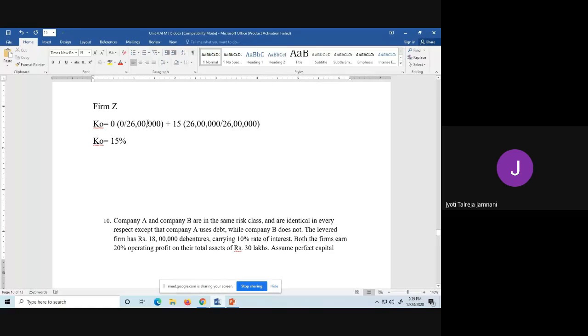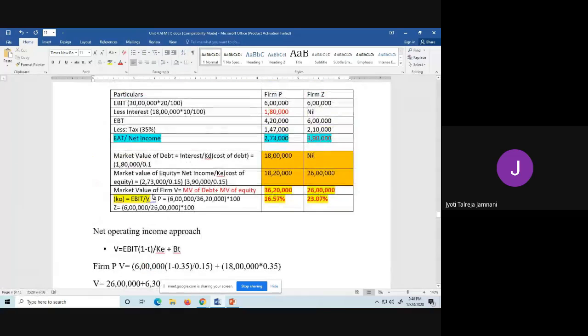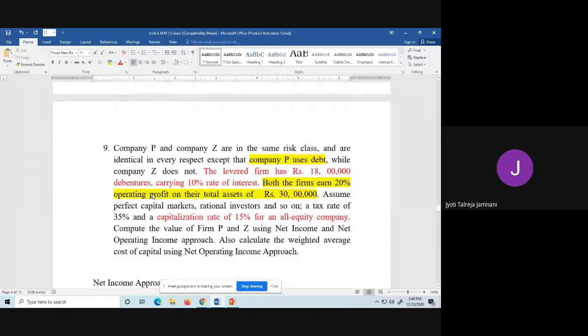Because anything multiplied with 0 is 0, so it's only 15 multiplied with 1. If I do 26 lakh divided by 26 lakh, I'll get 1. So the answer is 15%. So this is how you have to solve the problem on net operating income approach.